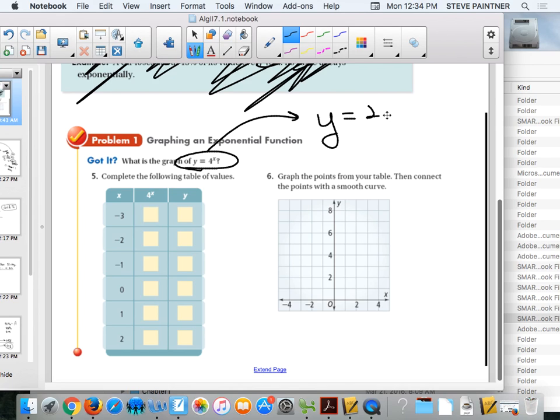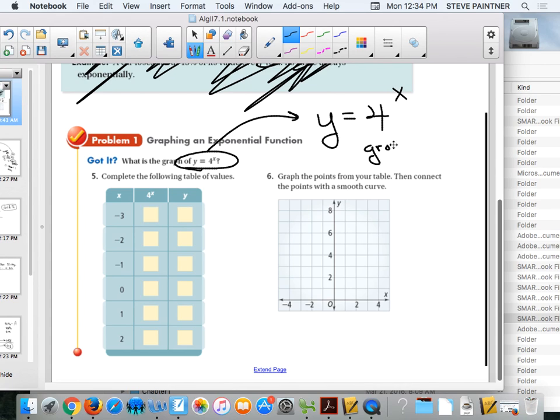Y equals 4 to the x power. Who wants to make a quick stab in the dark? Well, let's say it this way. Who's going to make a good, educated guess? Is it growth or is it decay? Growth. Why growth?